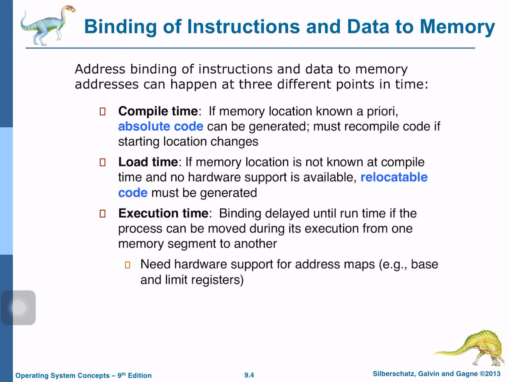Address binding can also be done during execution time. Binding is delayed until runtime if the process can move during its execution, meaning that it can move from one memory location to another. Sometimes the system needs to move the program code from one location to another in physical memory. For this, the address binding will be done during execution time.